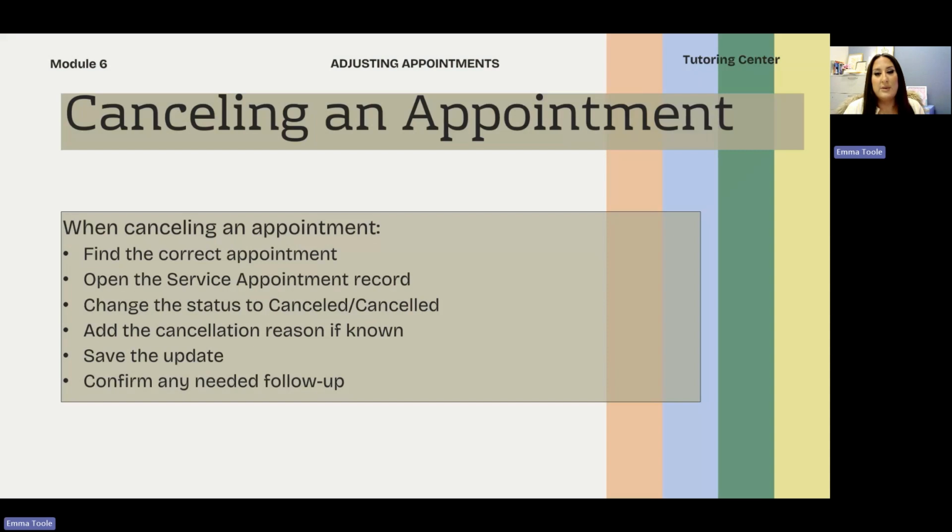When an appointment needs to be canceled, make sure you are updating the correct appointment record. The onboarding packet says that if the appointment is canceled, the cancellation reason should be filled in if it's known. This helps staff understand why the appointment did not happen, and it supports more complete records.